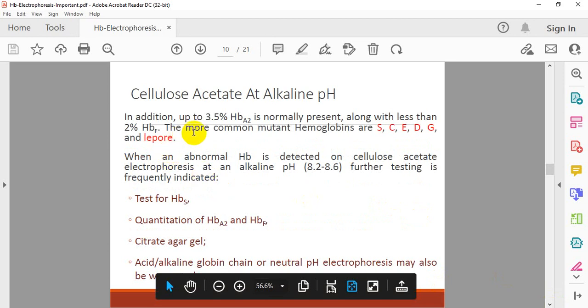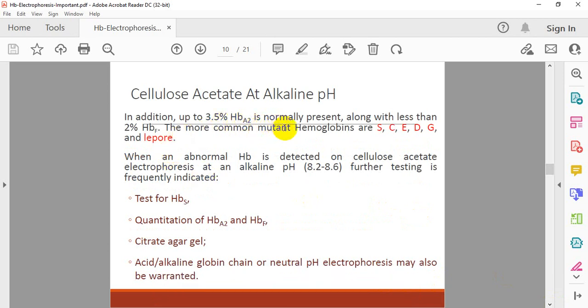So in addition, up to 3.5% hemoglobin A2 is normally present, along with less than 2% hemoglobin F or fetal hemoglobin in a normal person. The more common mutant hemoglobins are hemoglobin S, hemoglobin C, hemoglobin E, hemoglobin G, hemoglobin J, and the laboratory hemoglobin. So see, all these are abnormal hemoglobins.